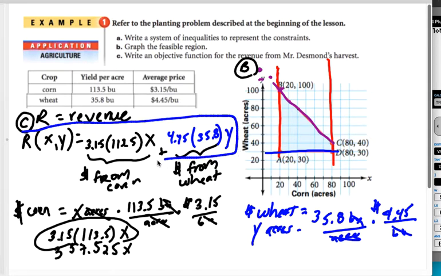And that's going to be my objective function. So we haven't talked about what we're going to have to do with that yet, but my objective function is going to be the money from corn plus the money from wheat, right? And again, if you wanted to simplify this, you would find that this is 159.31 times y. I think it would be just fine to leave it like this because you're going to be putting it in a calculator anyway. So we're going to use that objective function again when we get to example 2.